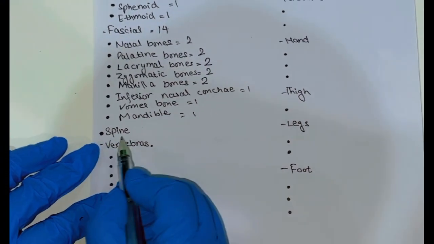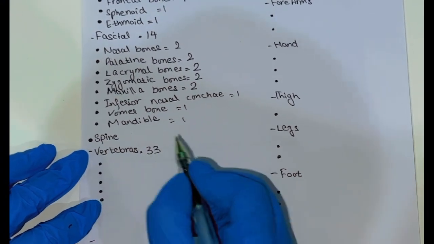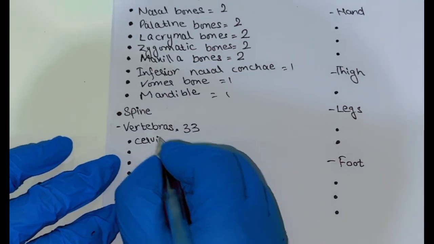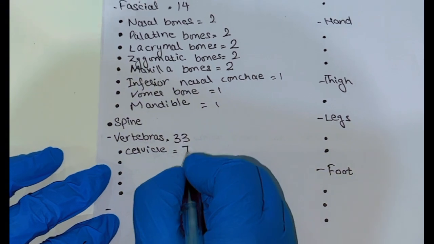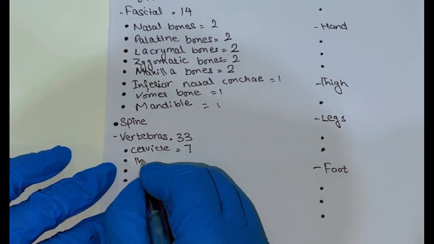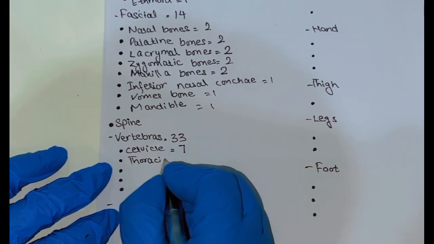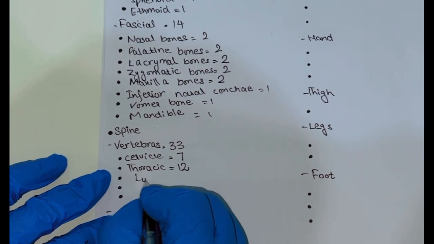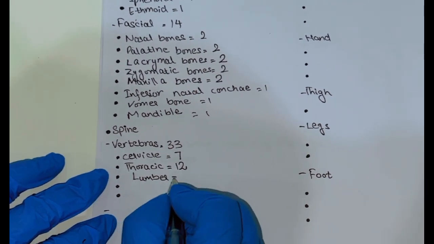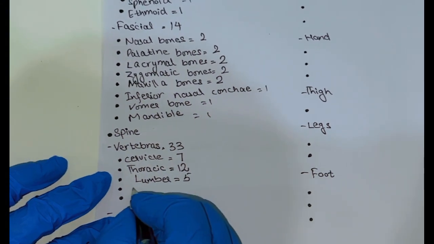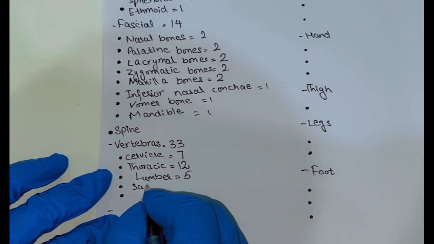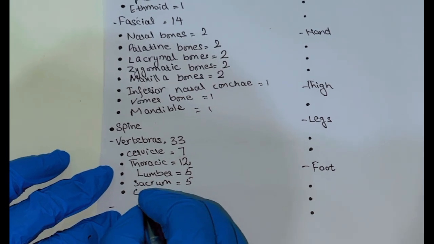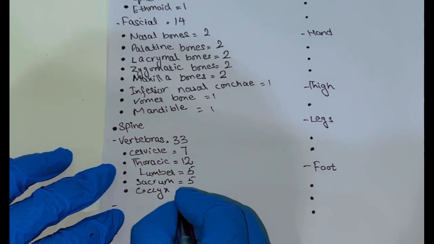So next we have the spine. There are 33 vertebrae. First is cervical. Cervical has 7 vertebrae. Next is thoracic, 12 vertebrae. Next is lumbar, 5 vertebrae. Next is sacrum, 5 vertebrae. And next is coccyx, 4 vertebrae.